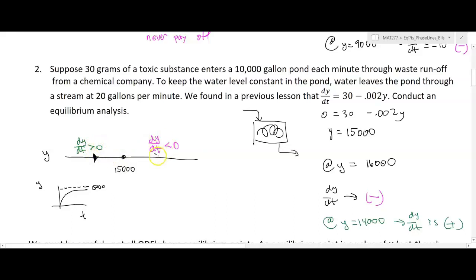We're not really concerned about it because the qualitative analysis just tells us what's happening. And here, if dy/dt is less than 0, that means y is going to decrease, and it's going to decrease closer to y equals 15,000. Again, if it hits 15,000, the amount of toxic substance in that pond, then the rate of change becomes 0, and we are basically at a saturation level.